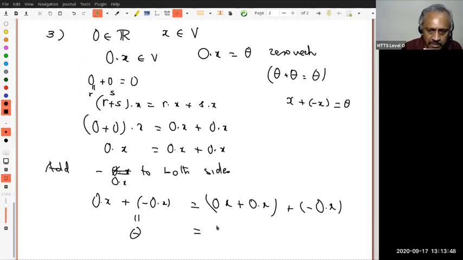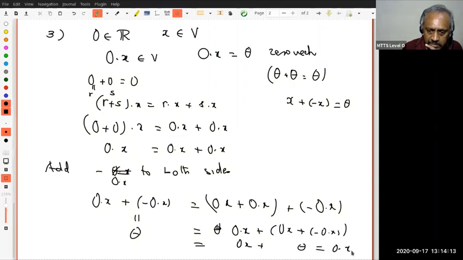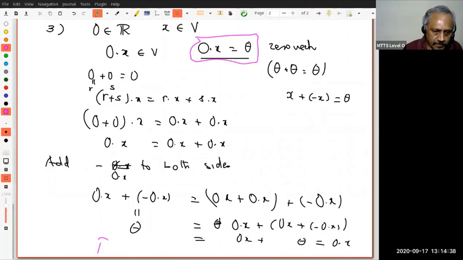Now what do I do? I can use associativity. When I use associativity, what will I get? 0x plus (0x plus minus 0x). You understand? But what is 0x plus the additive inverse of 0x? This is theta. So 0x plus theta. But remember, theta is the additive identity. Therefore what is this? This is 0x. So right side is 0x, left side is theta. Therefore I have proved that 0 multiple of any vector is the 0 vector. We proved it. So again, pause, review, and then proceed.